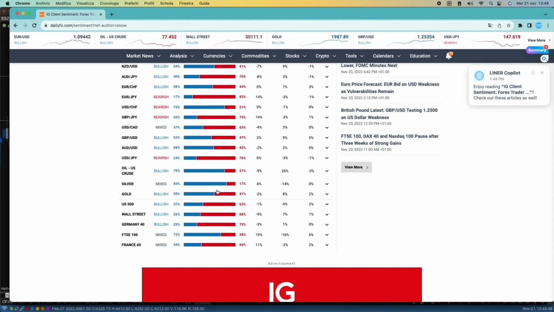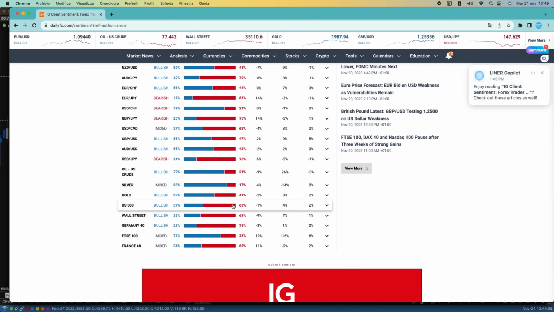This is only a very small part of the huge retail world, but it's something in which you can believe. So 63% of retail traders are short. What does it mean? That we have to look for long positions.